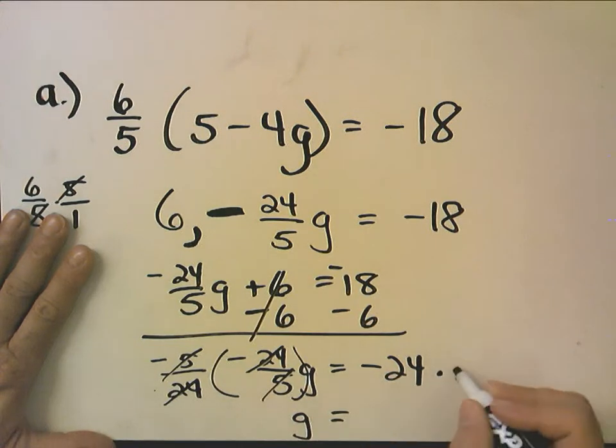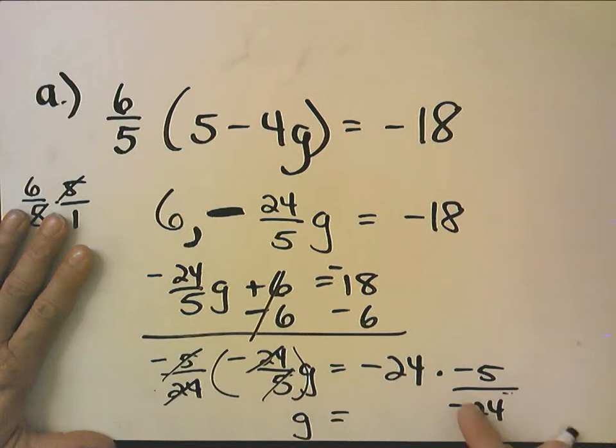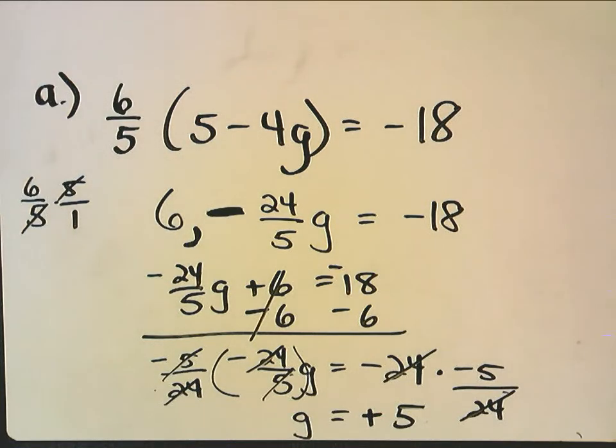And now when I multiply this by negative 5 over negative 24, again, sorry, there's not two negatives. A negative times a negative is a positive, so I know my answer is a positive. The 24s cancel out, and I get g equals 5. That was one way of doing it.